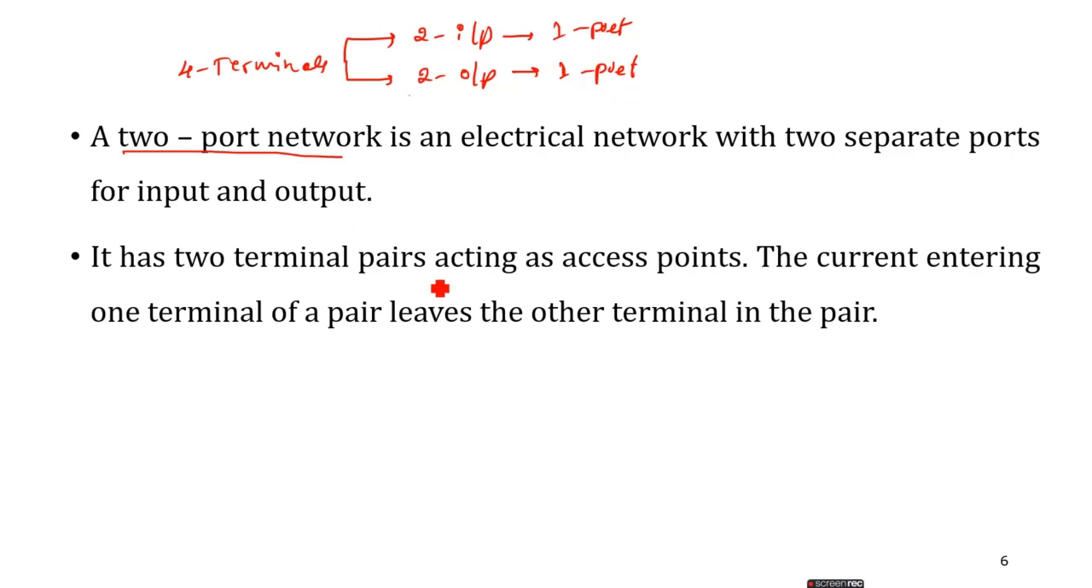One more name: it has 2 terminal pairs. Two terminal pairs means it has two pairs, each of two terminals, so obviously it is four terminals. It can be called a four-terminal device or four-terminal network. It has two terminal pairs acting as access points. The current entering one terminal of the pair leaves the other terminal in the pair. You will see the meaning of this with the help of a diagram.